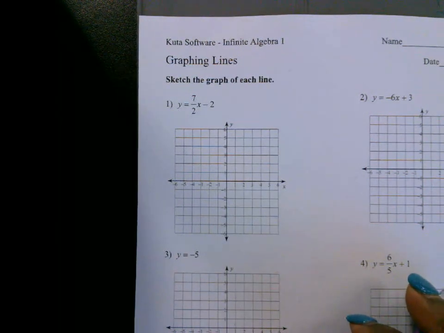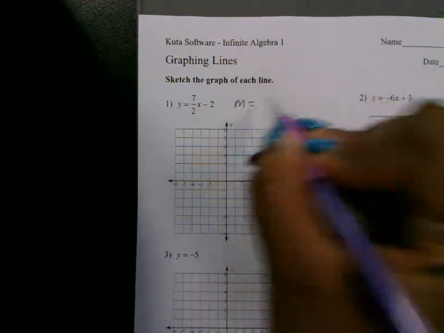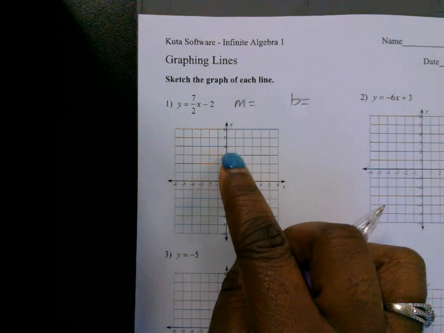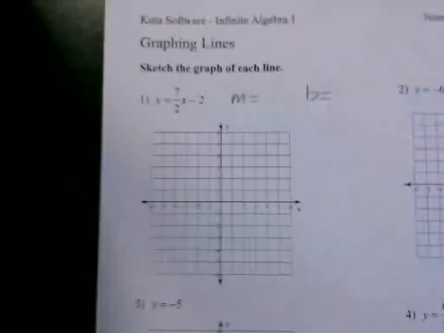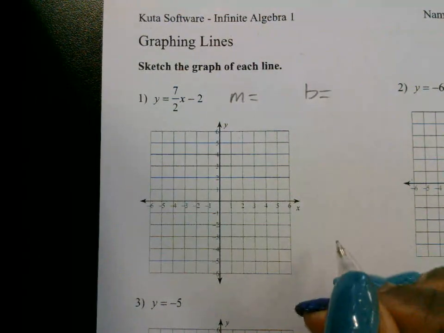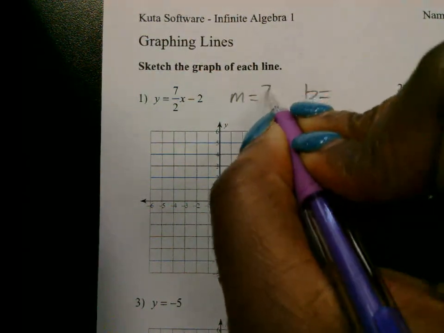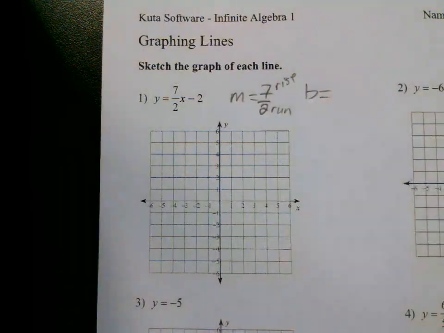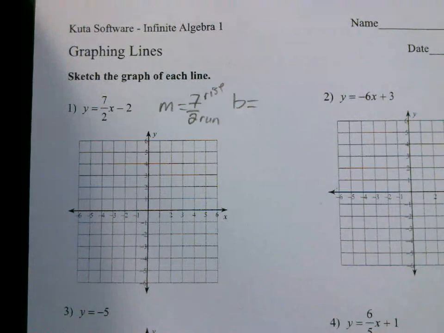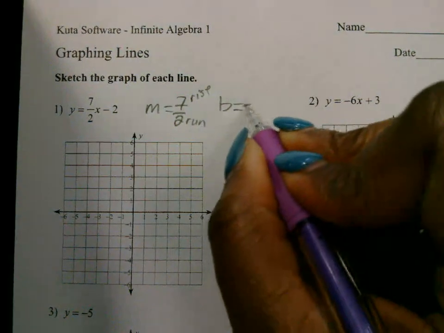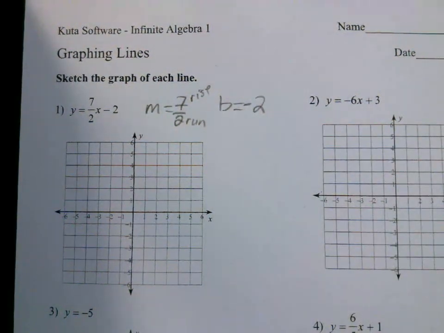The first thing, you're going to label your M and B. Which one of these numbers is my M? Deasia, which one's M? Not 2. 7 over 2. Rise, run. Which number is going to be my B? Yes. Negative 2.